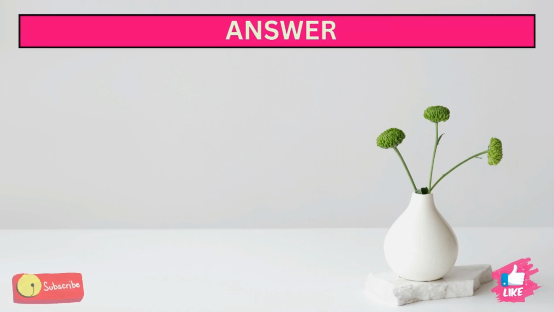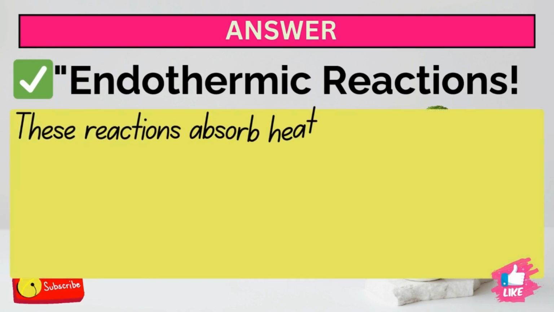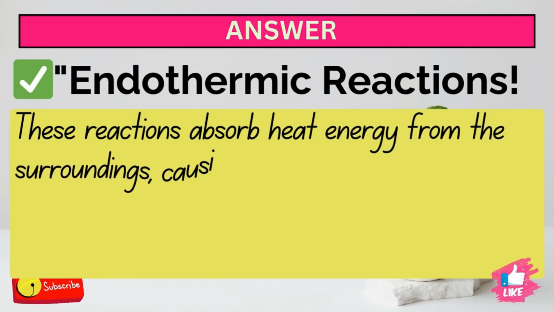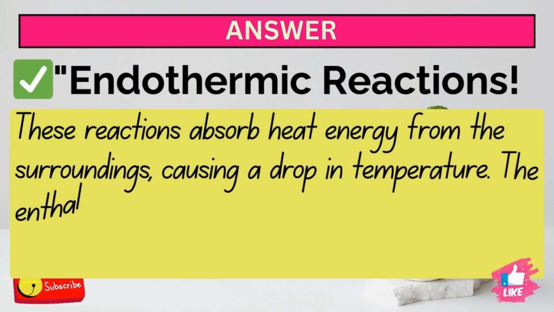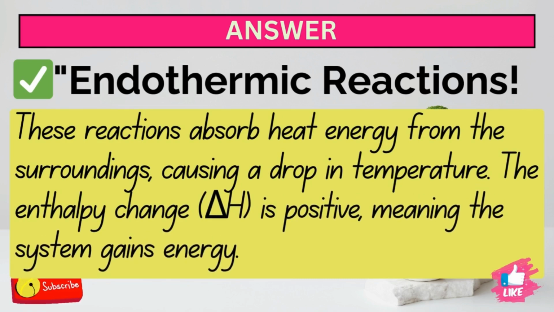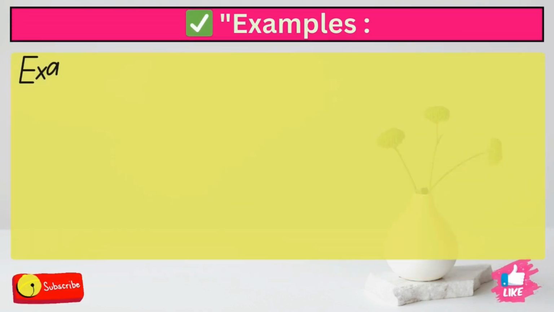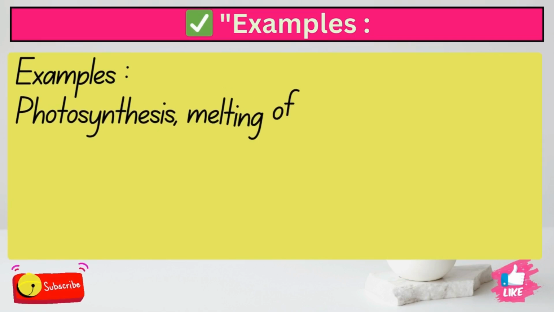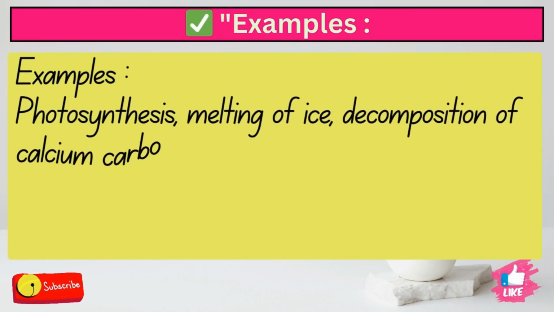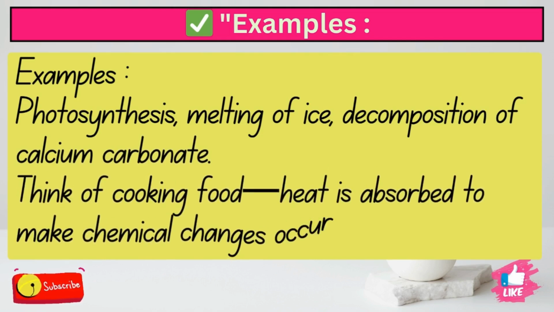And now the second type of reaction is the endothermic reaction. These reactions absorb heat energy from the surroundings, causing a drop in temperature, and the enthalpy change ΔH is positive, meaning the system gains energy. The examples are photosynthesis, melting of ice, and decomposition of calcium carbonate. And I also think of cooking food: heat is absorbed to make a chemical change.